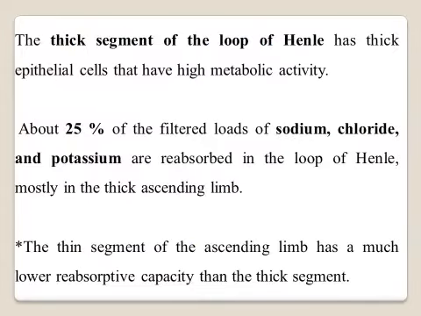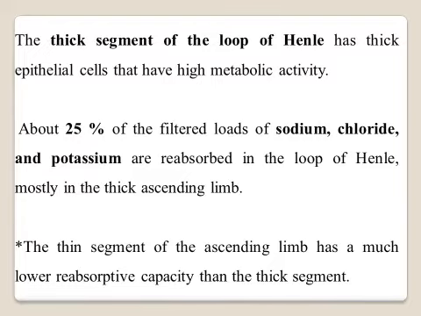The picture shows that water is mostly absorbed here, in the thin descending loop of Henle. Look at its cells: there is no brush border, and low metabolic activity, as we mentioned. The thick segment of the loop of Henle has thick epithelial cells that have high metabolic activity. About 25% of the filtered load of sodium, chloride and potassium is reabsorbed in the loop of Henle, mostly in the thick ascending limb.